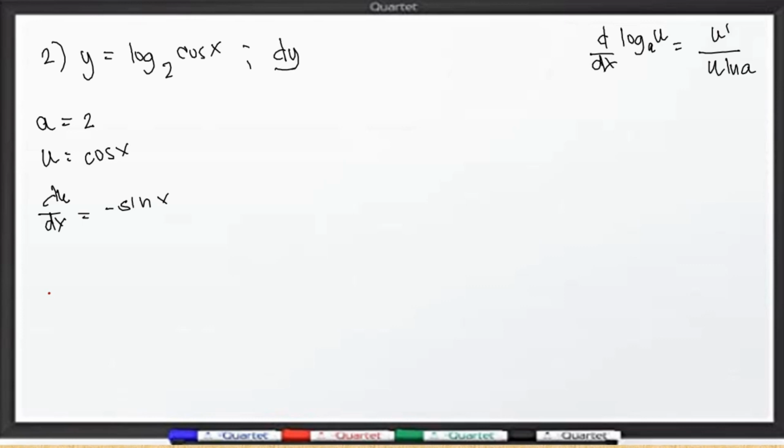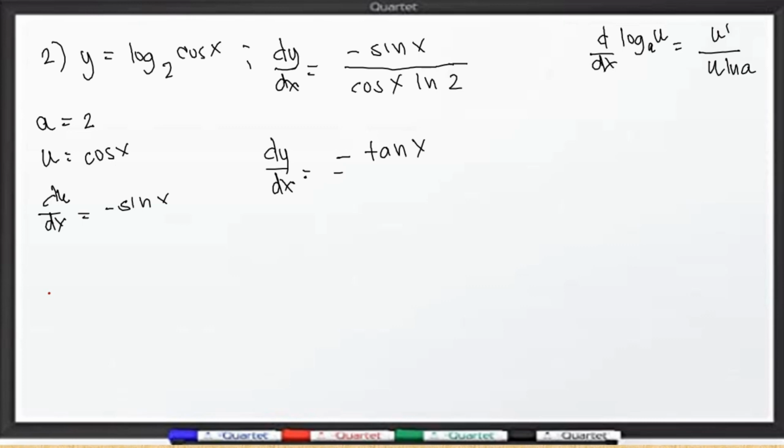So, we are now ready to plug in the formula. The derivative of y with respect to x will be equal to u prime. What is u prime? Negative sine x over u. That will be cosine x times ln of 2. Okay. So, if we are going to simplify that further, negative sine over cosine will be equal to negative tangent of x over ln of 2. And this will be our final answer.